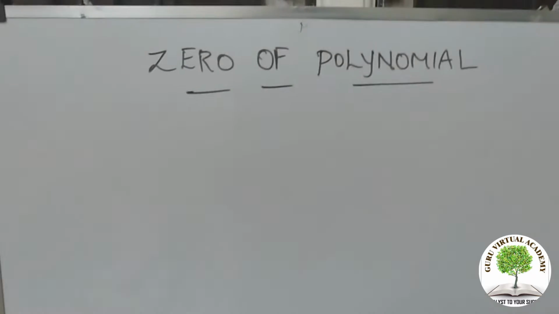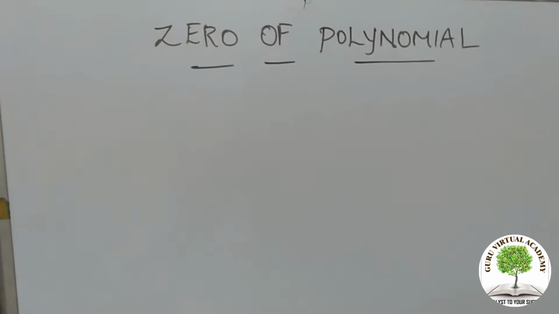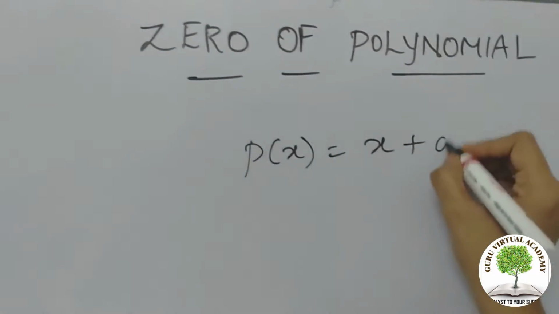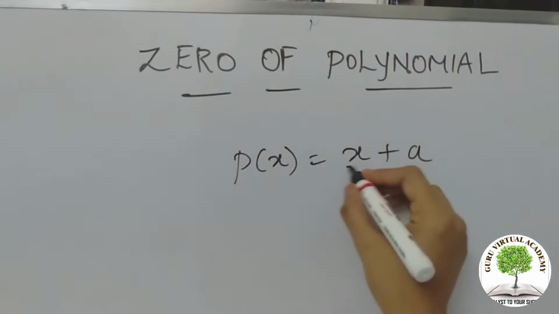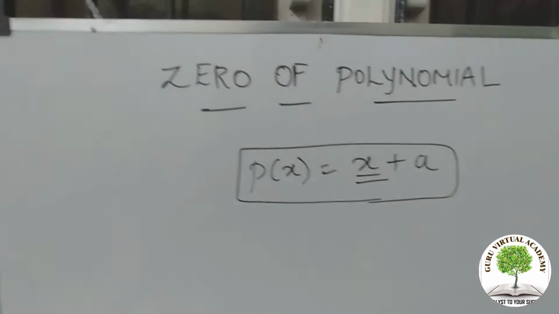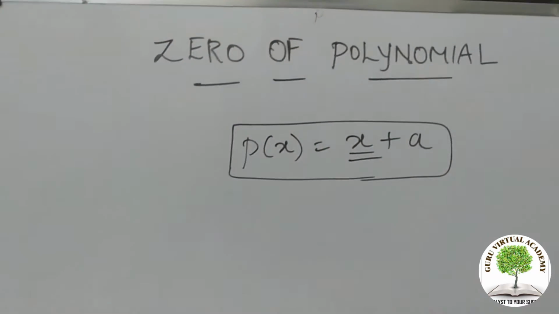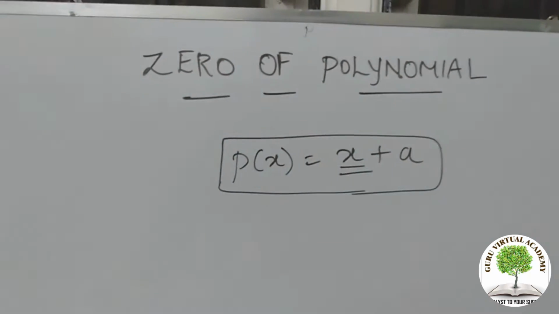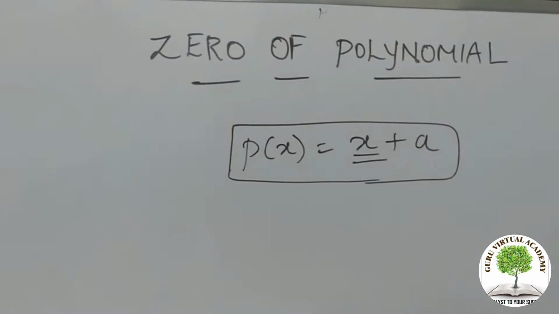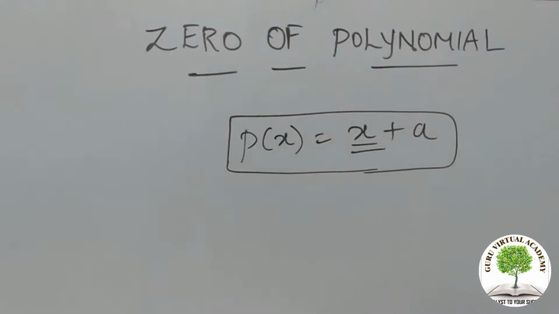Before getting into this, let us understand the term zero of a polynomial. So what is zero of a polynomial? For a polynomial expression, let us take p of x is equal to x plus a. Now, for what value of x does this entire polynomial expression become 0? That particular value of x becomes a 0 of the polynomial. So I repeat, for what value of x the entire polynomial expression becomes 0, that particular x value is called a 0 of a polynomial.